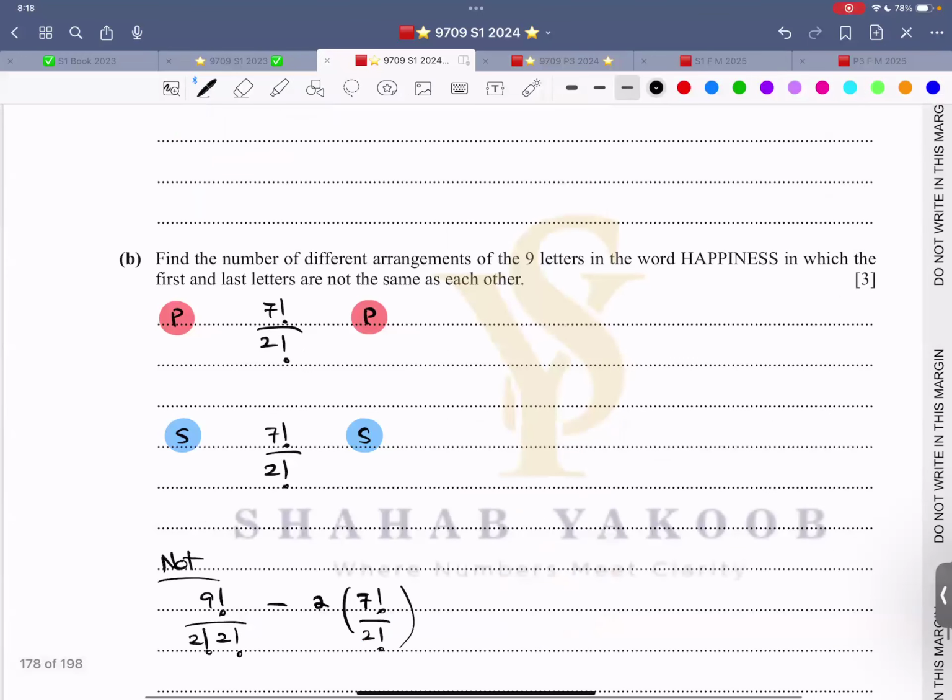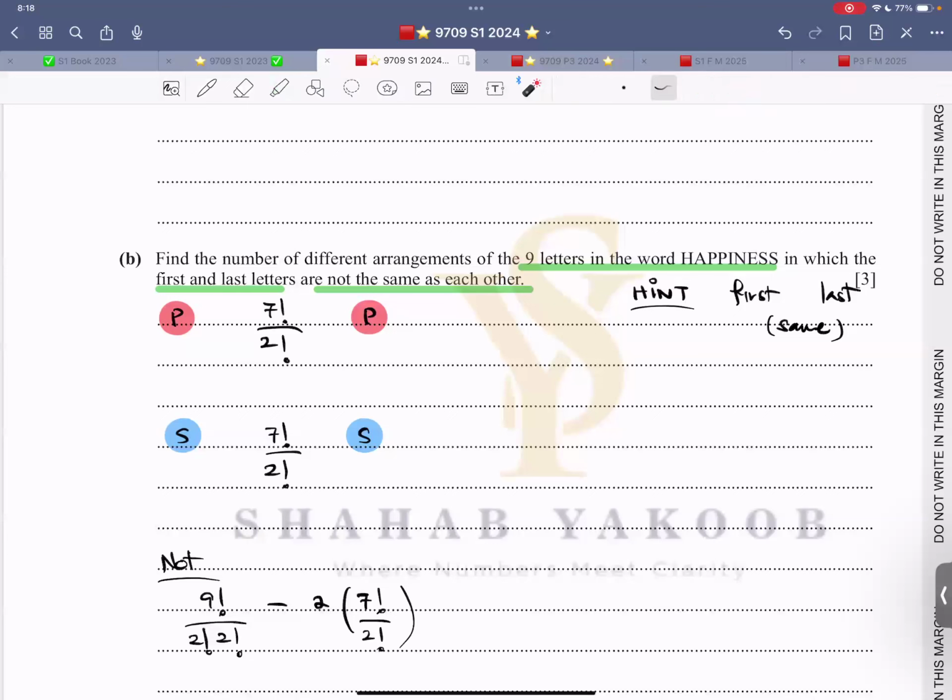Now the next thing. Find the number of different arrangements of the 9 letters of the word happiness in which the first and last are not the same as each other. So what is the hint that they are giving you? They are giving you that previously you have solved questions in which the first and last are the same. So let's calculate that probability. So the first and the last are the same. That means first is P, last is P, first is S, last is S, either this or this.